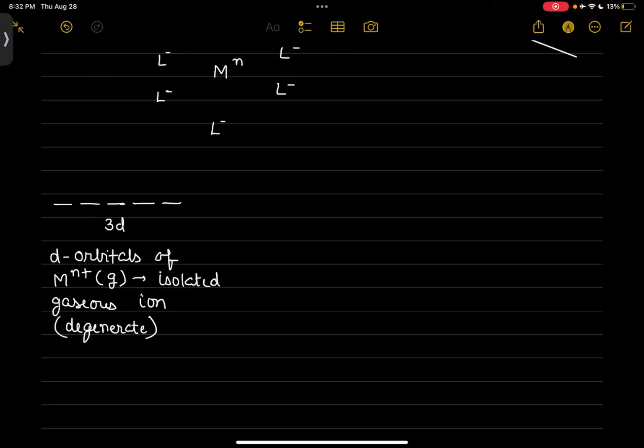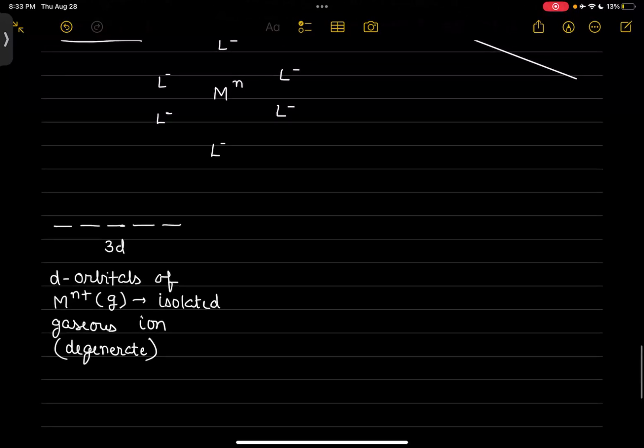Is it clear? So what do you mean by degenerate orbitals? It means they are of equal energy. Got it? All the 5 d orbitals have equal energy when the metal ion is alone and not surrounded by any ligands.